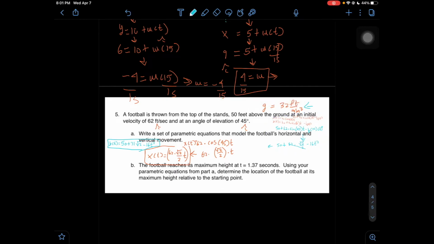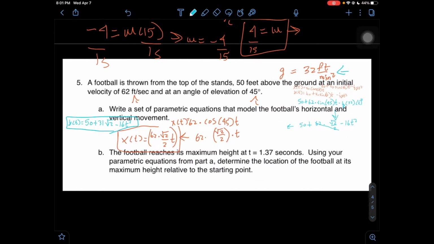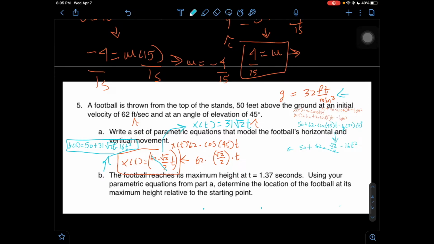Now that we have the work from the previous question moved out of the way, b says the football reaches its maximum height at t equals 1.37 seconds. Using your parametric equations from part A, determine the location of the football at its maximum height relative to the starting point. As you can see, we have a t in both of our equations, so we can just substitute in that 1.37 seconds for t. Pretty simple stuff. You can do this in your calculator, or you can do it by hand. There's a t after 50 plus 31 times the square root of 2, because we had a t in our base equation for y of t. So we're going to solve for our y value now.